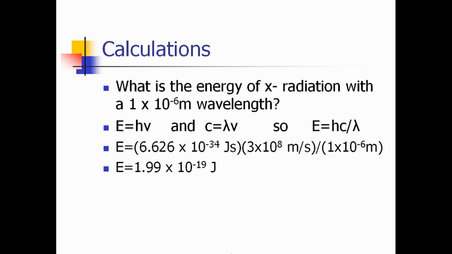So it says, what is the energy of X radiation with a wavelength of 1 times 10 to the negative 6 meters? So there's our equations, and there's our equations combined, and we plug them all in, and ta-da, 1.99 times 10 to the negative 19 joules. Remember, energy is always measured in joules. That's what capital J is. Okay? So all we did was plug in Planck's constant here for h, the speed of light here for c, divide by our wavelength that they gave us, and came up with an answer, and that's the energy of X radiation.